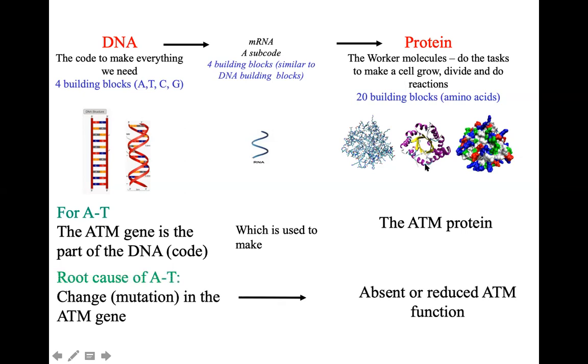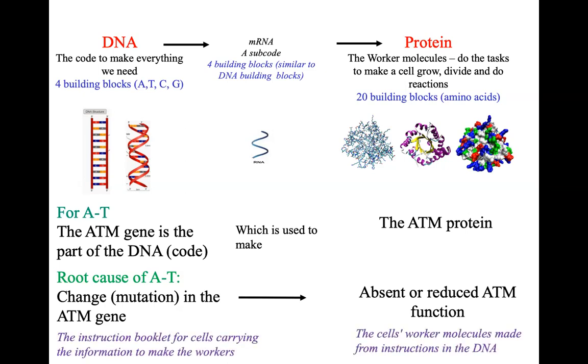So the root cause of AT is because of a change, and we call this change a mutation, in this sequence of these building blocks in the ATM gene, that bit of the DNA that has the code to make ATM protein. Sometimes one of these may be missing, sometimes they're changed, sometimes there are bigger deletions, loss of them, or sometimes even insertions. And what that means is that there may be reduced or absent ATM function, and ATM can't do its tasks so well.